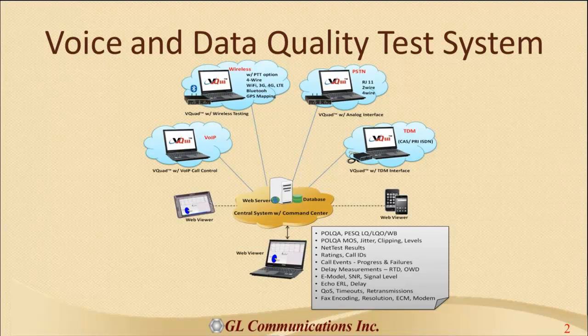As you can see, this is the basic overall structure of our Vquad, supported over different networks. It may be a wireless network, where we use any kind of wireless network like Bluetooth, 3G, 4G, LTE. It may be a PSTN network, a 2-wire RJ11 connection for any analog phone. It may be an IP network like Voice over Internet Protocol, which supports SIP. It may be a T1E1 TDM network, where it supports CAS, ISDN, PRI.